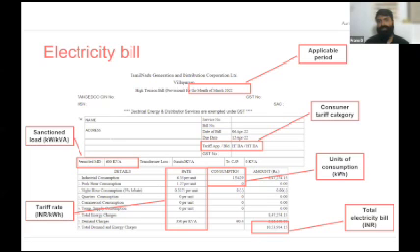And as you can see, we have highlighted portions which detail the sanction load of that particular connection, along with the applicable tariff category and the applicable tariff rate for that category. We also have the applicable time period for this billing cycle, the consumption of units in that billing cycle, and finally the payment that has to be made at the end of the billing cycle. So from the electricity bill, we can develop a lot of understanding about our consumption pattern.